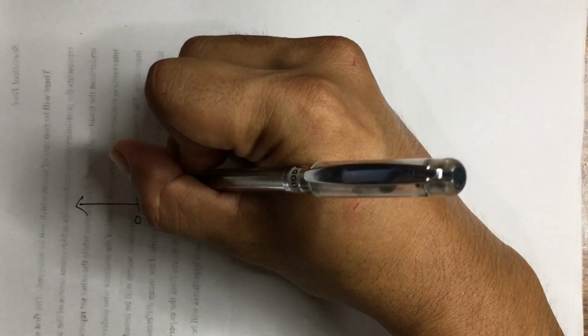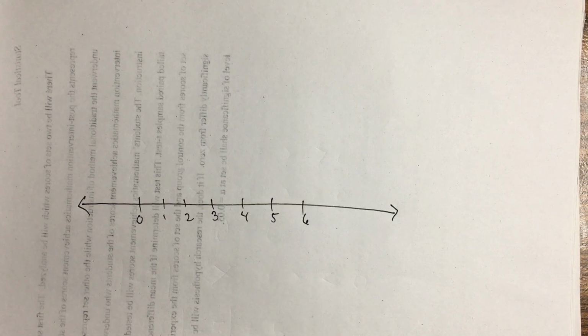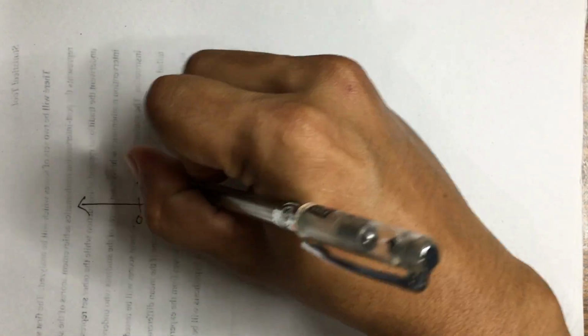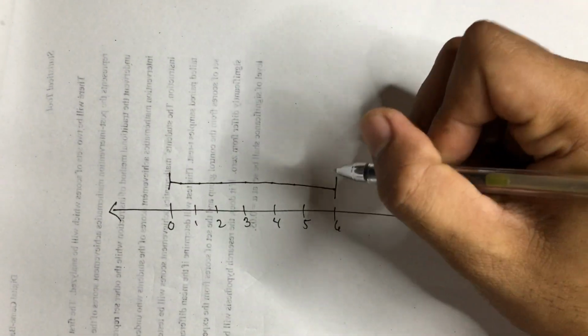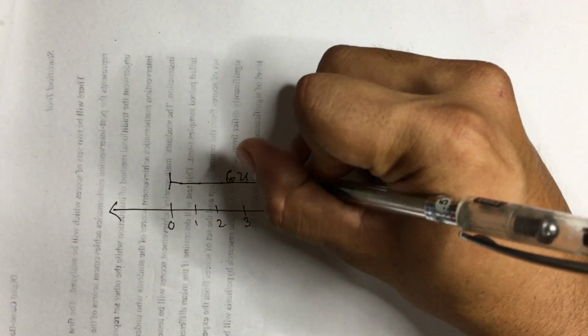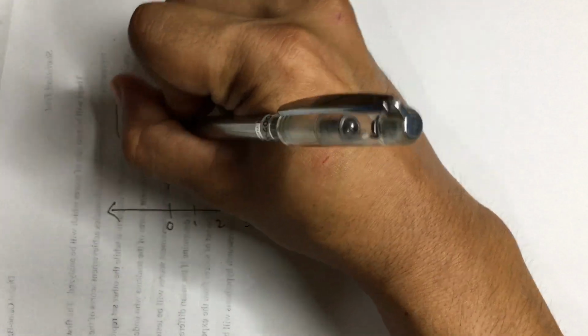If we are going to represent that, it always begins with 0. So from here, 6 units up to here. And this is now the absolute value. Then you write the words 6 units. And this is now the absolute value of 6.